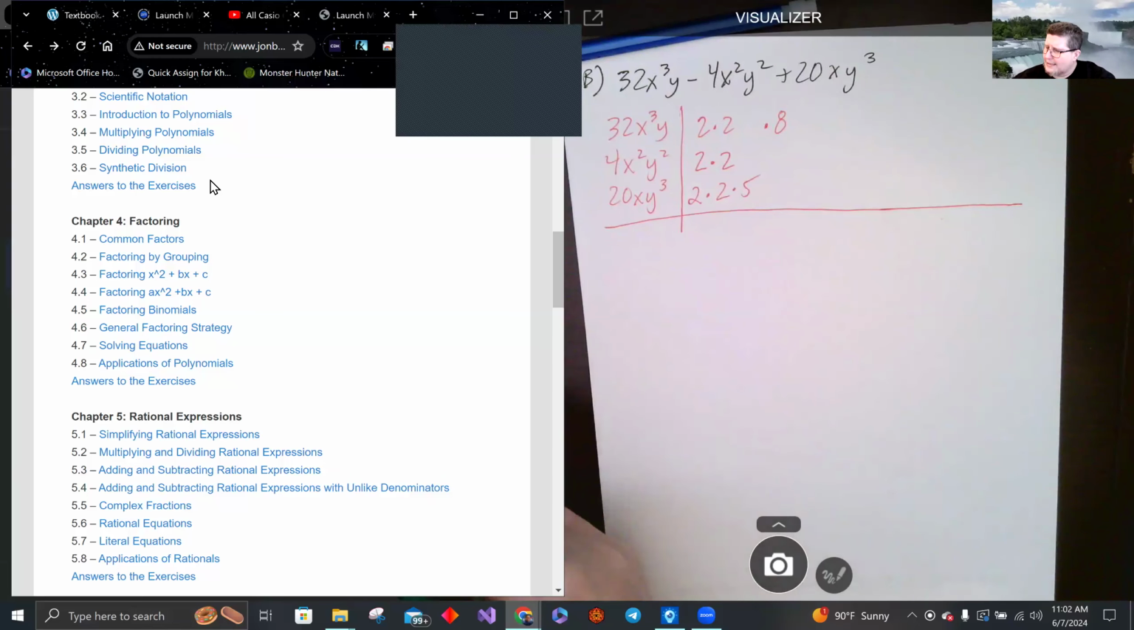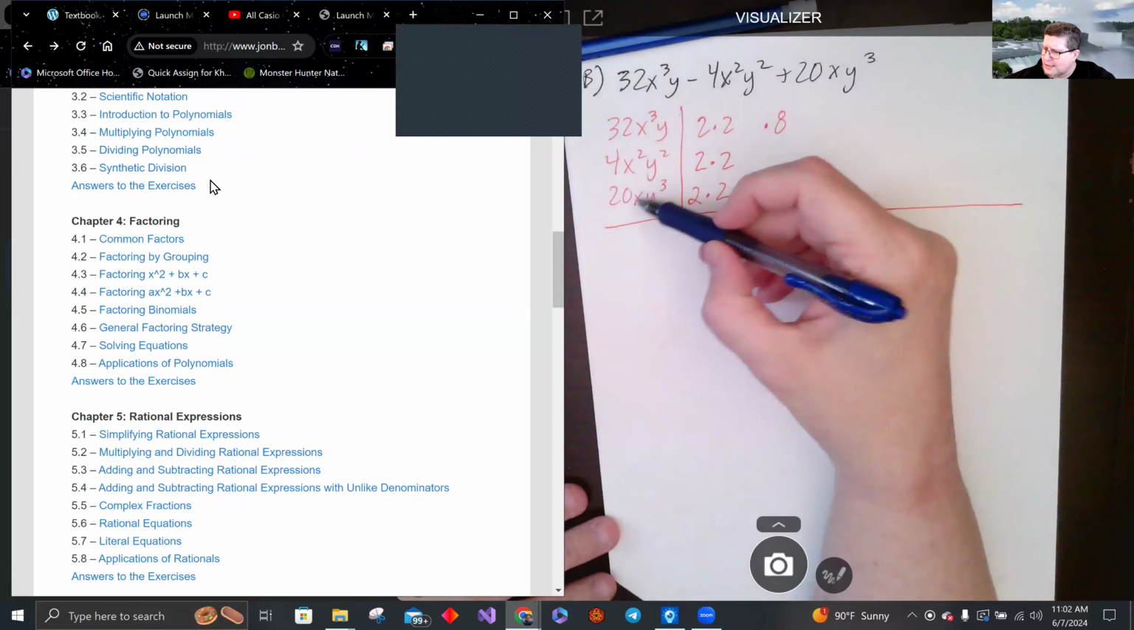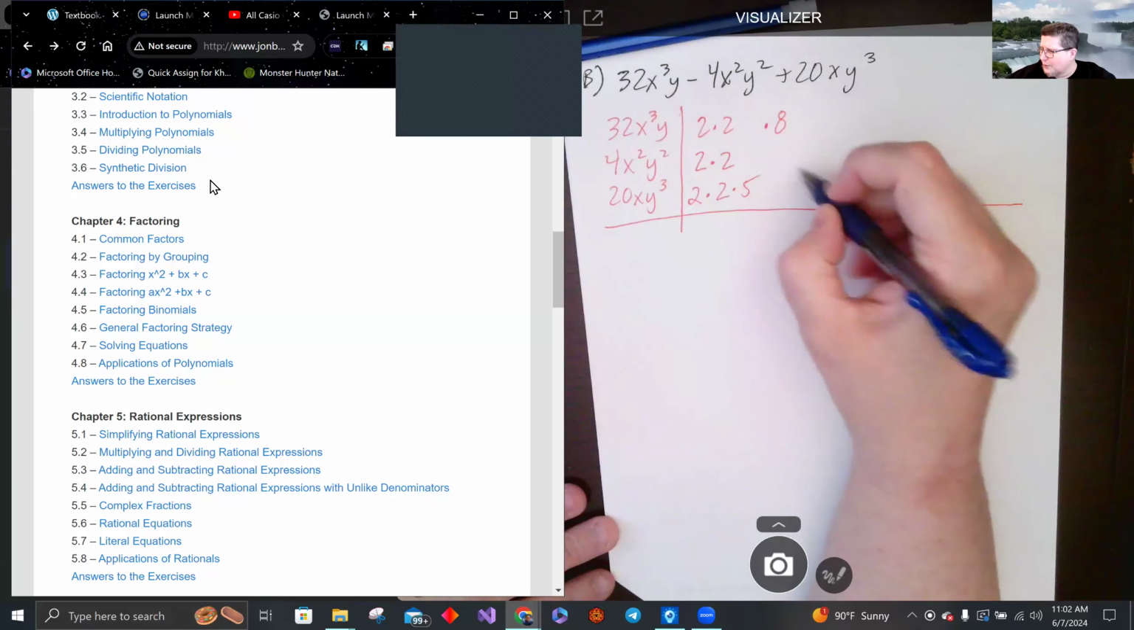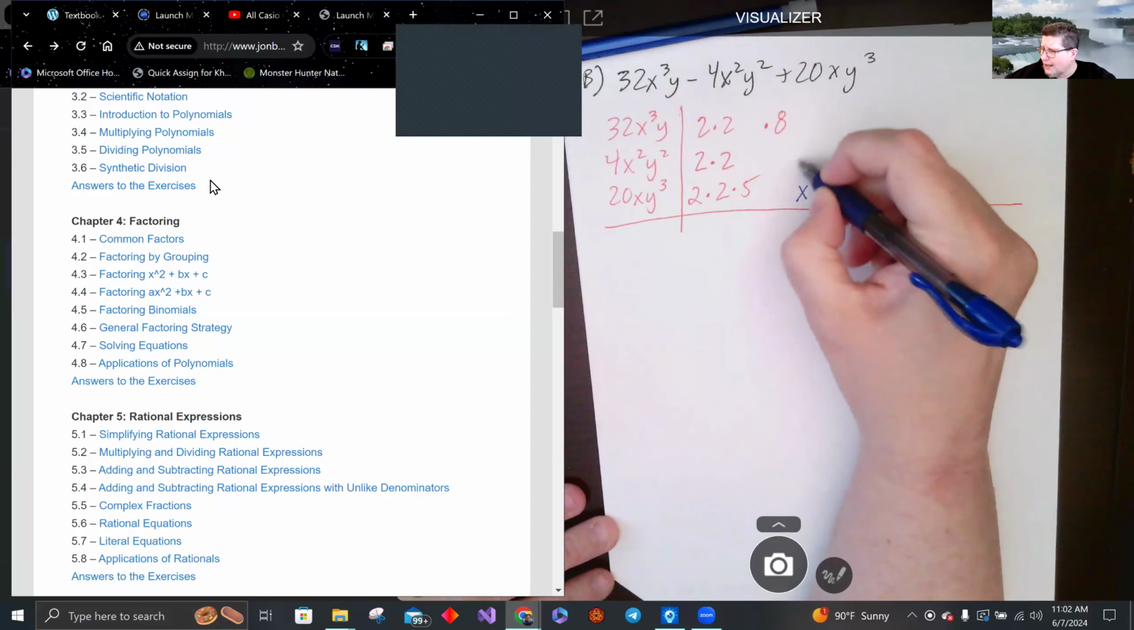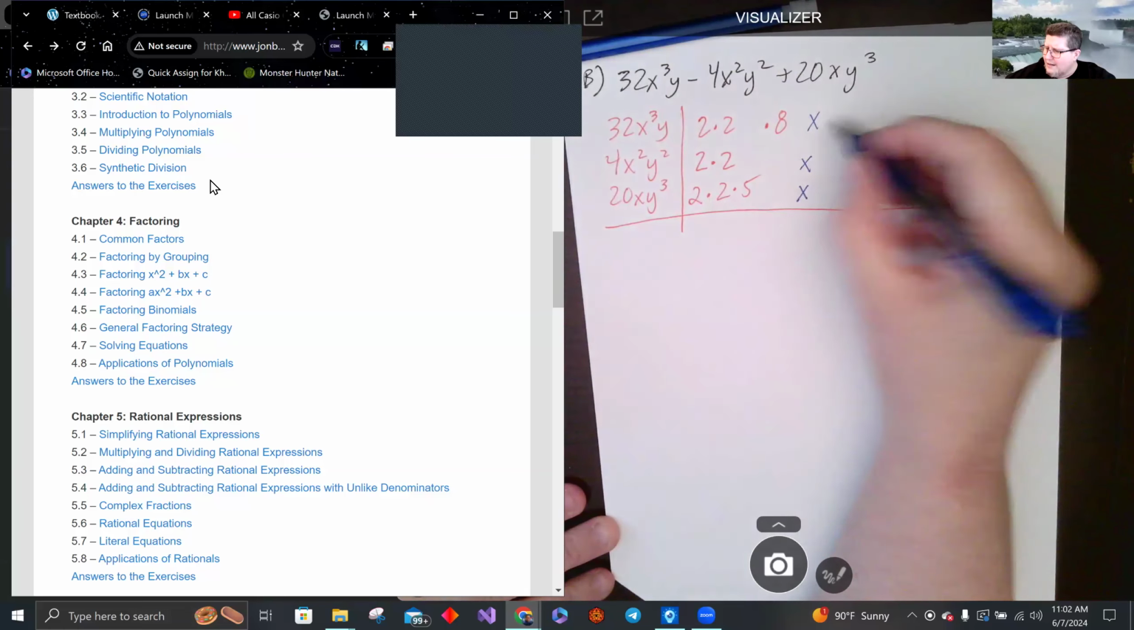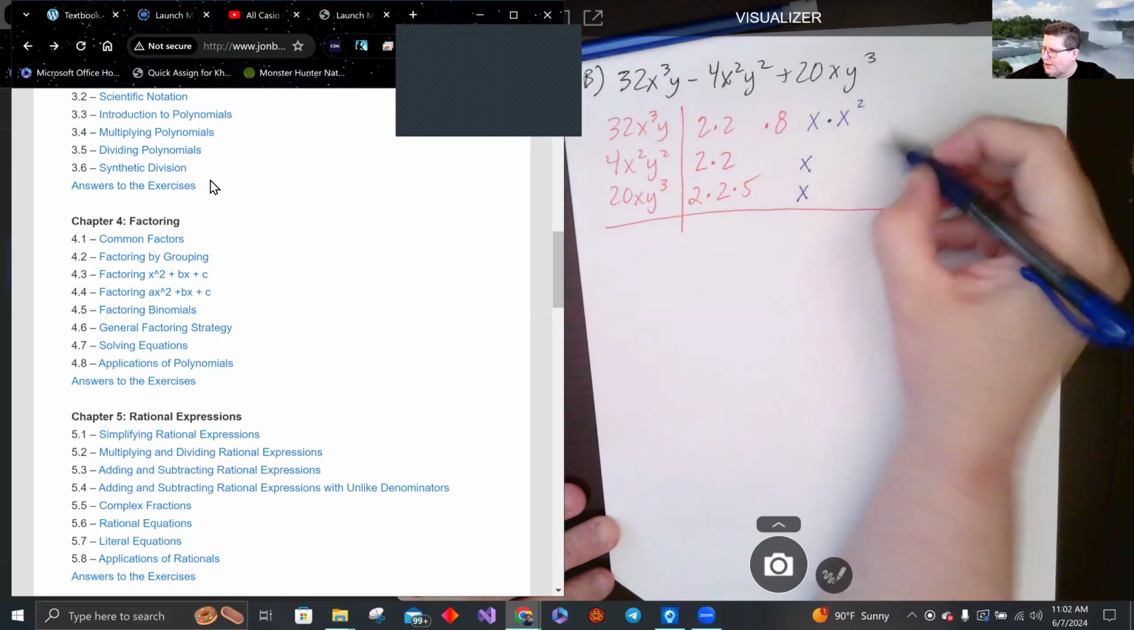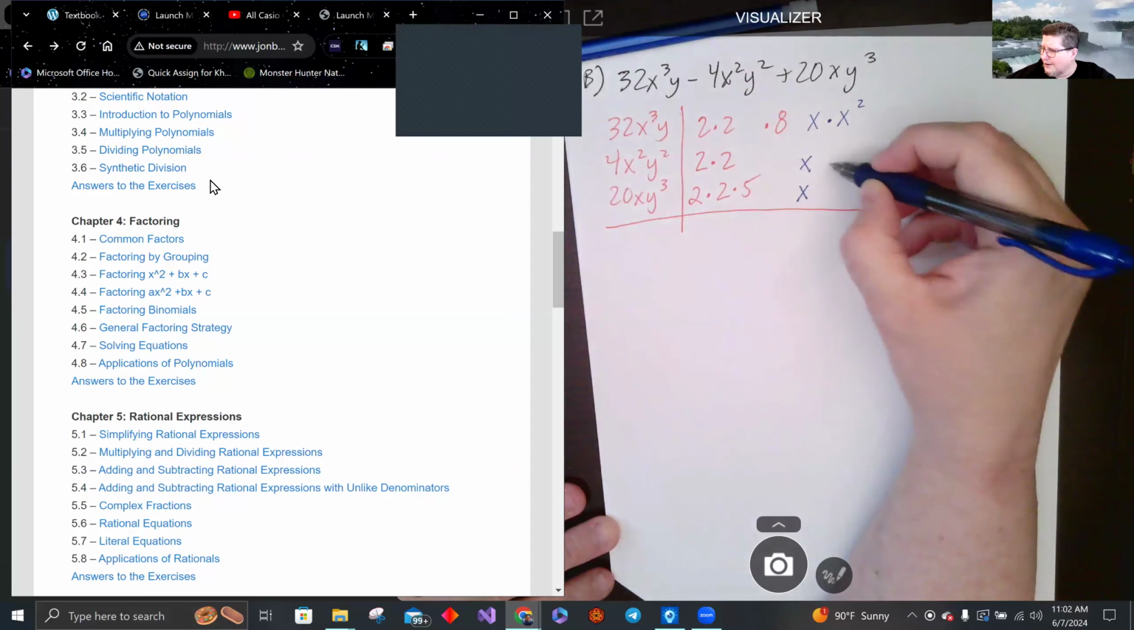Now I'm going to go with the x's. I look for the lowest x present. There is a single x, and they all have that. This one needs another x squared, and this one needs another x.